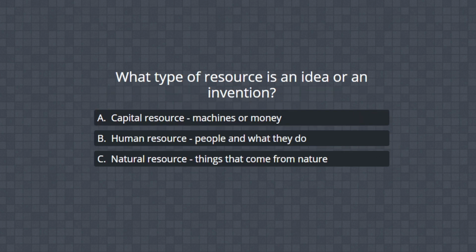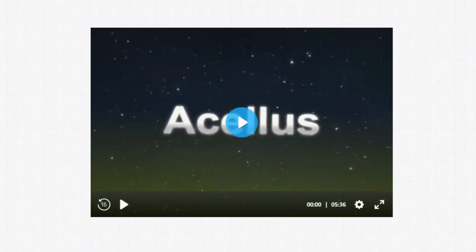What type of resource is an idea or an invention? Well, ideas and inventions come from people. We're the ones who came up with the ideas, and we're the ones who came up with inventions too. We don't know what will happen in the future. Maybe machines will also have ideas or inventions too. But right now, human resources covers ideas and inventions too.